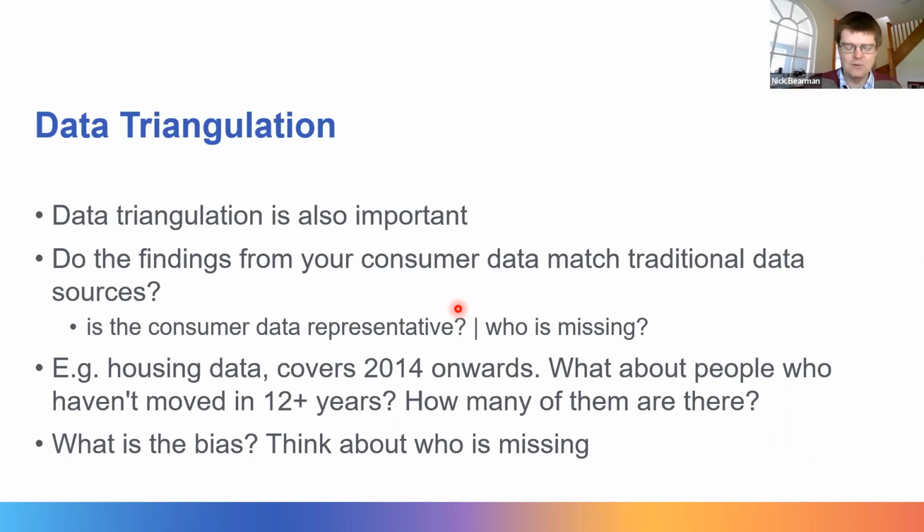So think about who's missing, and is that important to the analysis you're doing? And equally, what's the bias as well? Are there specific groups who, even if they are renting, won't appear in that data set? This is where the domain knowledge comes in as well, which we mentioned a bit about last time. So relate your consumer data findings to some traditional data sources as well. Do you get the same results?